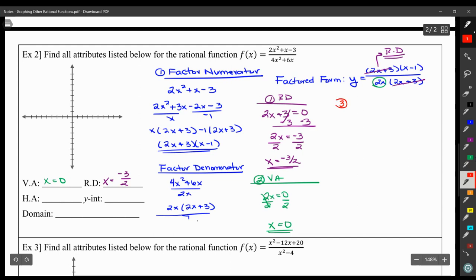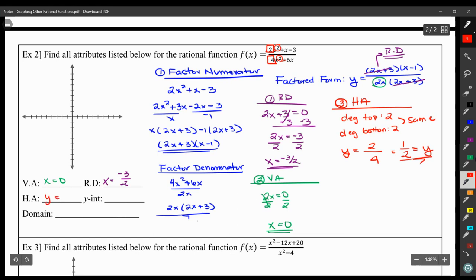Third, now that we got rid of all the x's we're not allowed to have, let's look at the y values we're not allowed to have. So the horizontal asymptotes. So again, this looks at degree. So the degree of the top, look at the original function, degree is 2. Degree of the denominator, degree of the bottom, is also 2. So these are the same. When your degrees are the same, you're going to take the leading coefficients and divide them. So we're going to divide 2 over 4. And 2 over 4 is 1/2. So your horizontal asymptote is 1/2. Y equals 1 over 2.